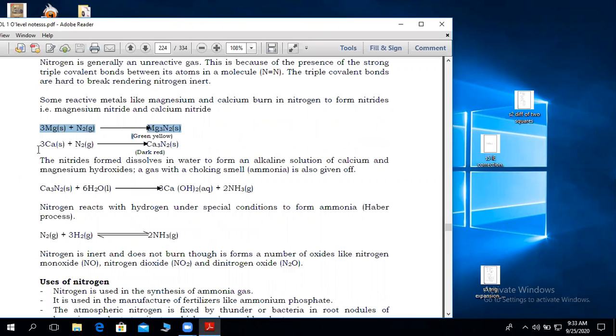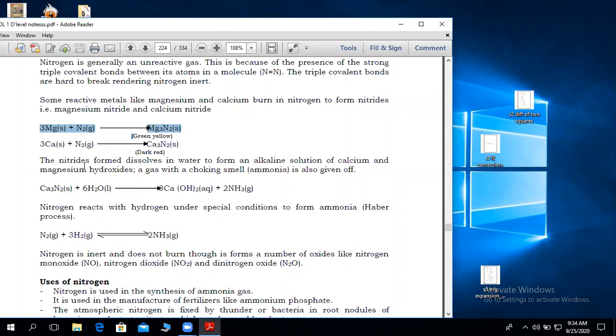Now, calcium also reacts, and the equation is here. Why is magnesium nitride written like this? Because the valence of magnesium is 2 and the valence of nitrogen is 3. So when they exchange valences, we have the compound like that. Then you have to balance by putting there a 3.